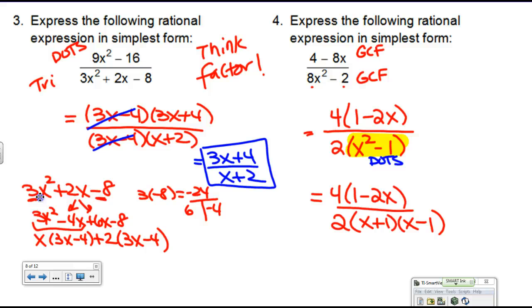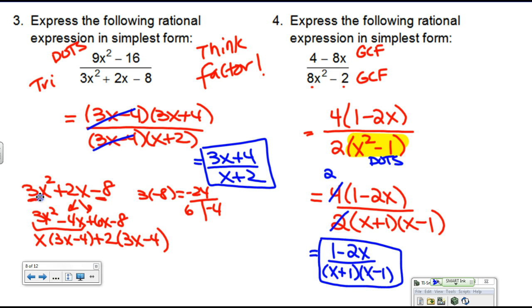Okay, so this 2 goes into that 4 2 times, and that's still the only thing we have to do. So that's our answer then. X minus 2 over x plus 1, x minus 1. Had we then been able to factor again, we would have had to.